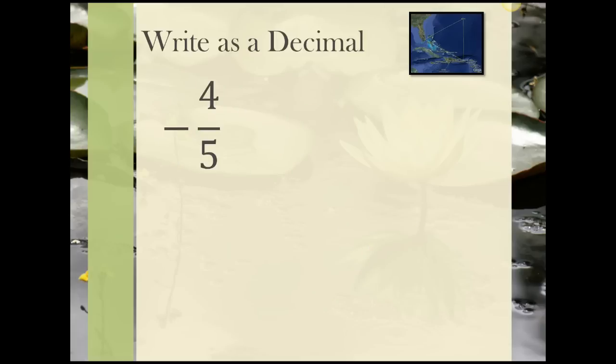Sometimes we will see negative fractions, but that doesn't change anything about the process. This fraction is still a division problem. To write this as a decimal, we take 4, divide it by 5, and we get a result of 0.8. The only thing we have to remember is this is a negative 4/5, so our answer is a negative 8/10.